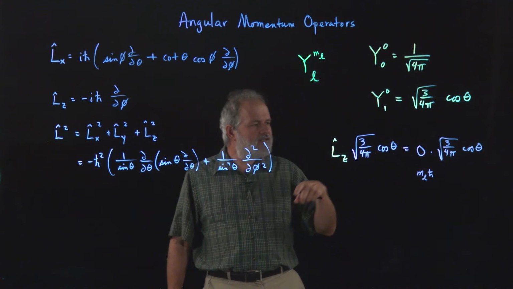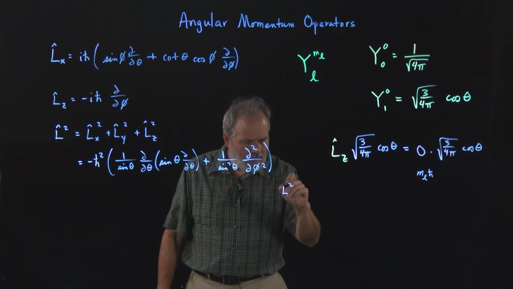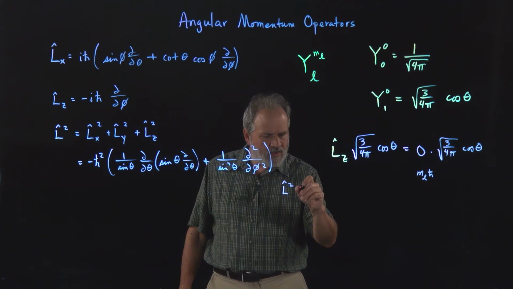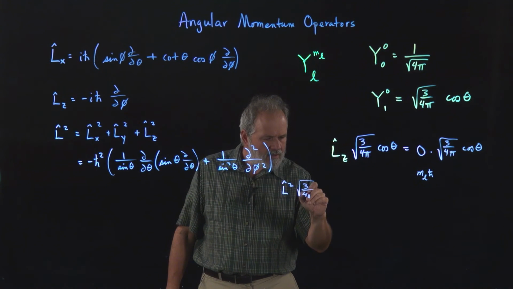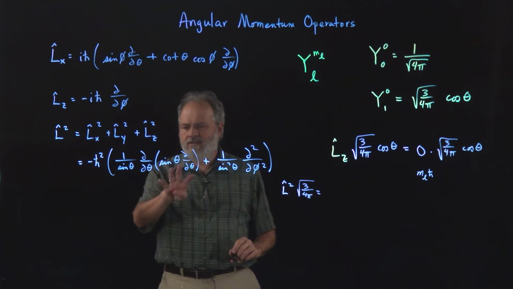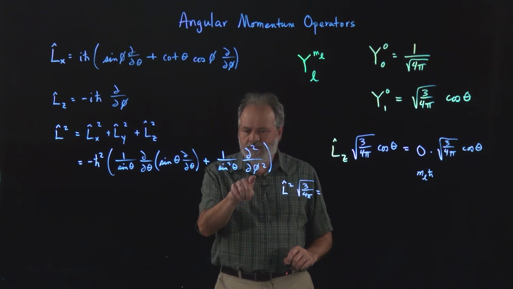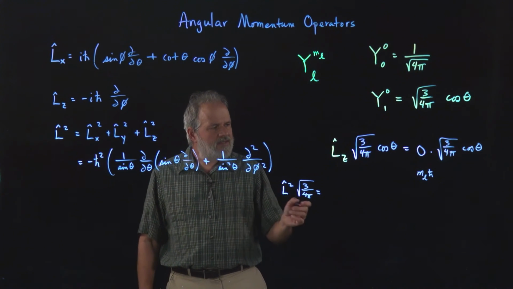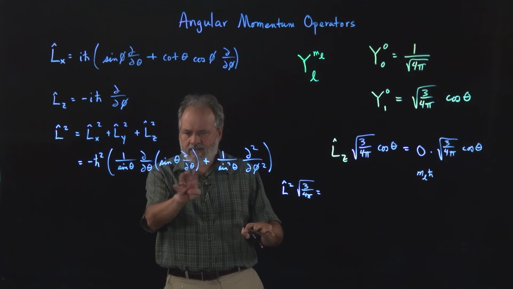Now, the more interesting thing is we're not going to get 0 for L squared applied to the function. Okay? So L squared applied to square root of 3 over 4 pi. Okay, so let's think about what we have. We have a theta function, so the theta derivatives are not going to be 0. The phi derivatives are going to be 0. So this term is going to be phi derivative of something that doesn't depend on phi. So this term will go to 0. So we'll only have to worry about the theta derivatives.